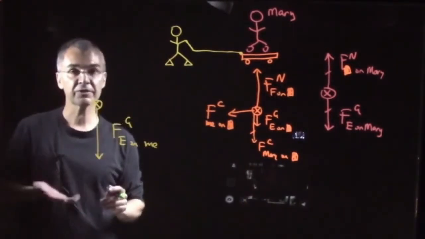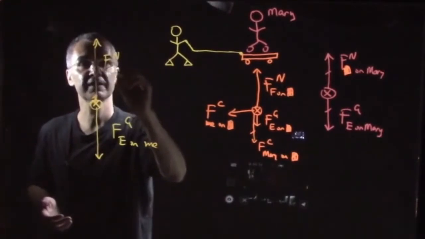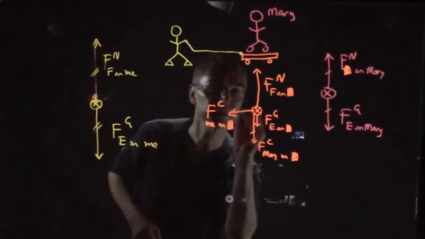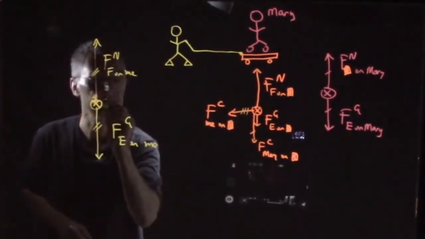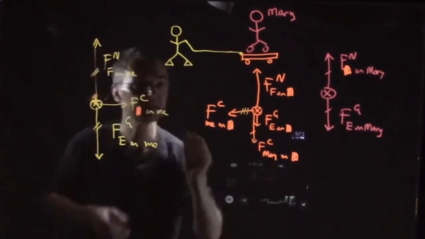And then you know I'm not accelerating up or down. This is the normal force of the floor on me. These are the same because I'm not accelerating up or down. Let's call this number 3. 1, 2, 3. There's the contact force by me on the orange thing. So by Newton's third law, here's the contact force by the orange thing on me. And it has to be the same length.